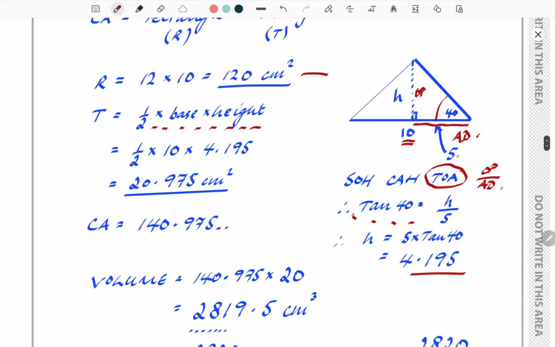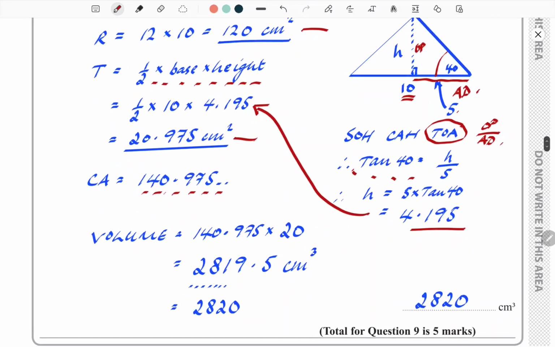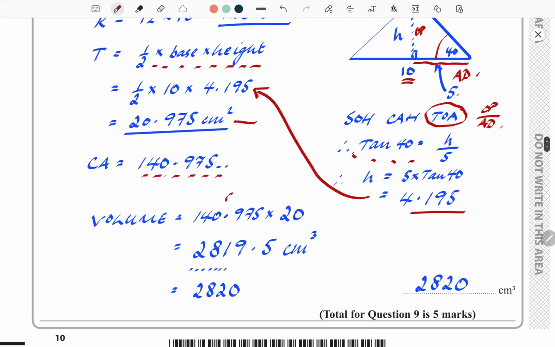All right. So feeding that back into our calculation, we've got the area for the full triangle, half times the base, which is 10, times the height, which is 4.195, that we just calculated. So 20.975 in total. So the cross-sectional area in total is 140.975 square centimeters. And the volume, therefore, is cross-sectional area times length. So 140.975 times 20.